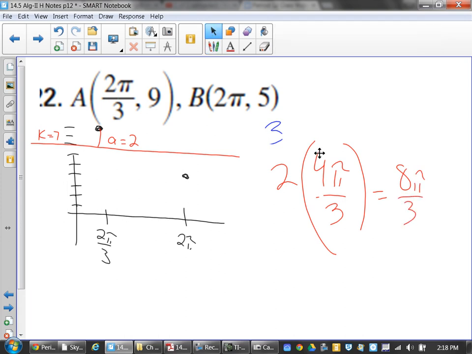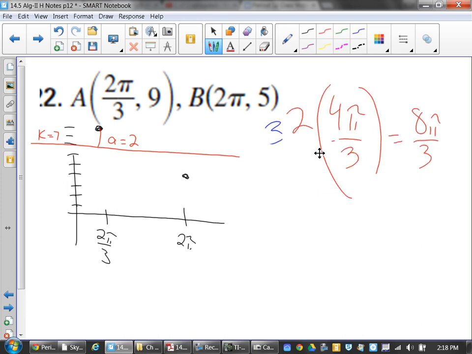You set that equal to 2 pi over b. So you multiply by b, divide by 8 pi, multiply by 3. What does that become? 3/4. So your b value is 3/4. Okay? It just takes a little bit longer when you have some fractions. You do the cross multiply to find it. Yep.